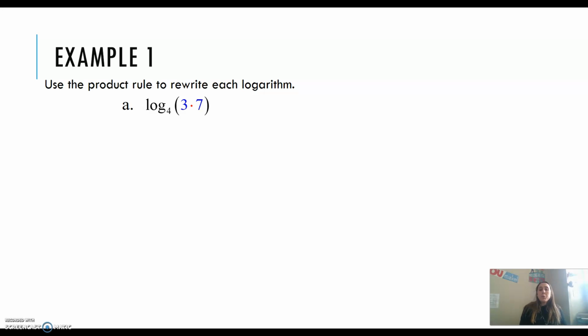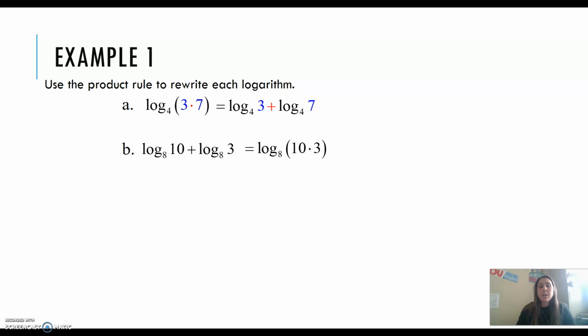Notice that the blue numbers and the operation of multiplication is in red. So we're going to end up with log base 4 of 3 plus log base 4 of 7. Okay, we're going to work our way backwards. So the first one we were expanding, this one we're going to condense. So we're going to rewrite it into multiplication. So it'll be log base 8 of 10 times 3, which is just going to be log base 8 of 30. So this one, we want to be careful. We're going to rewrite it with addition. So we have log base 8 of 8 plus log base 8 of 10.